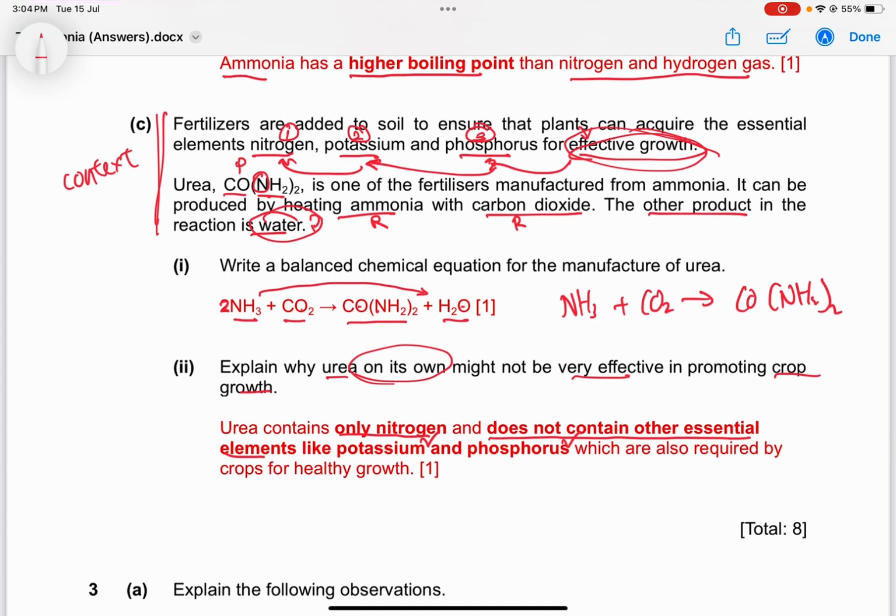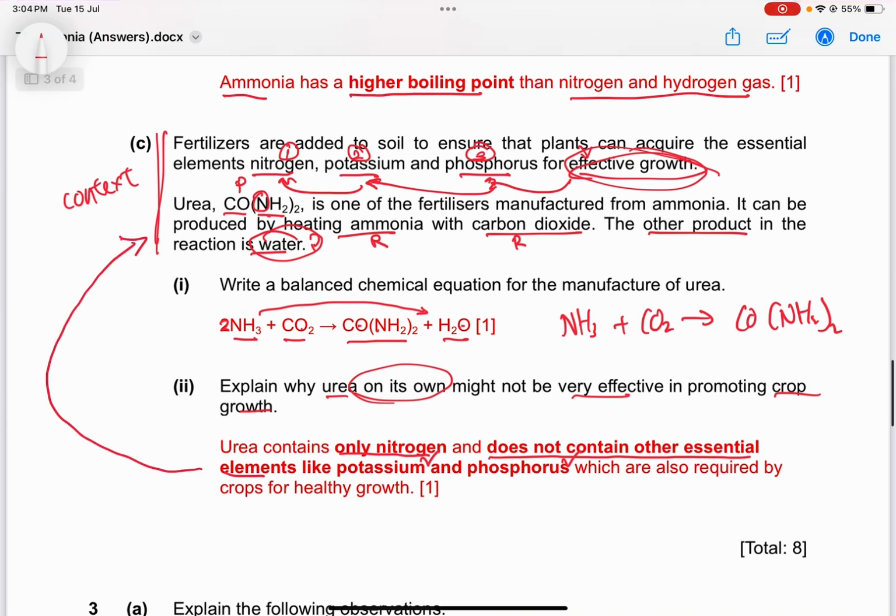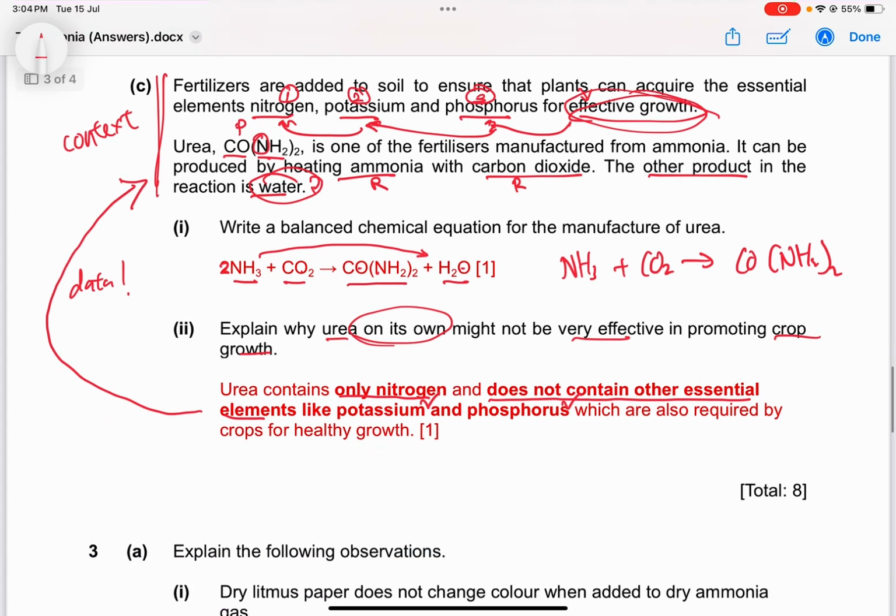So just take note. How is this linked to chemistry? This is about reading. The elements are there. This is about referring back to context. So this is about making sure that you read your data carefully. Don't just leave it as it is. Read the question carefully.